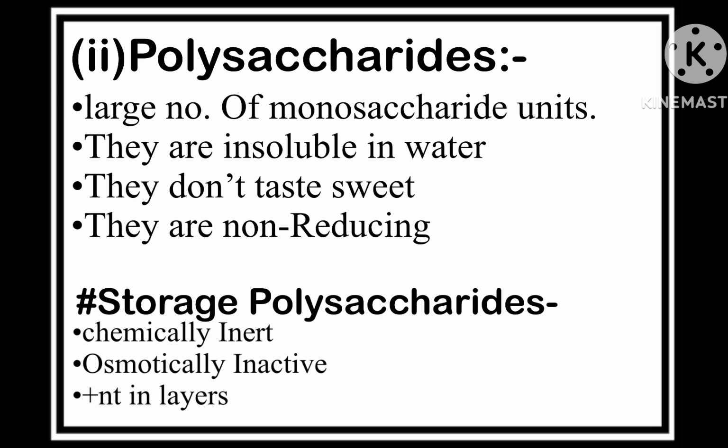Now, on the basis of uniformity in monomers, we have two different types of polysaccharides to read. First is storage polysaccharide. They are the ideal storage material because they have few properties which they obey very perfectly. So, first one is they are chemically inert and osmotically inactive. Chemically inert means they don't react with anything in the surrounding, which is actually a good thing for a perfect storage material. And osmotically inactive means they don't absorb any water, or they don't lose any molecule throughout it. And they are also present in layers, so they occupy very little space.